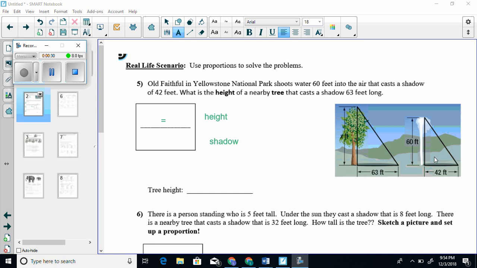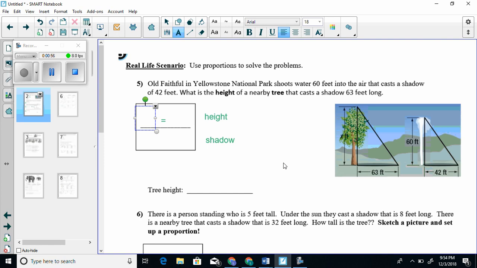Okay, so what are we comparing here? That's the first thing you need to decide. And Miss Cullen already has them labeled in the video for you here. I'm comparing height and shadow for both of them. I know the shadow of both of them, and I know the height of one of them. I'm looking for the height of the other. So first you're going to pick what side you're going to talk about the tree, and what side you're going to talk about the water chute. So maybe you're going to start with what you know.